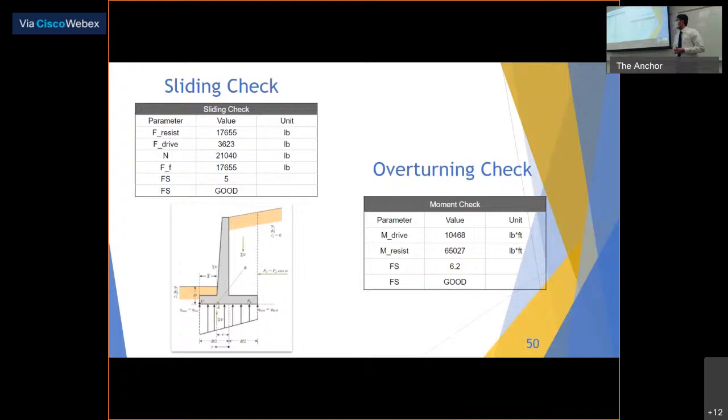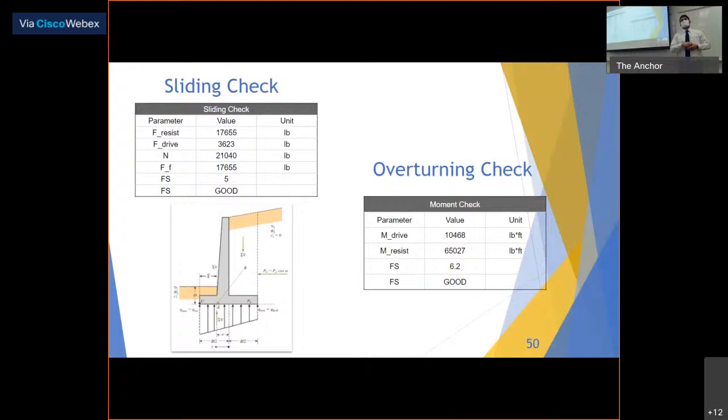Now, on the right-hand chart, we have our overturning check. Our overturning check was very similar in style to the sliding check. We wanted to make sure that our moments that were resisting overturning about the bottom point in this were going to be a lot higher than our moments that were driving the overturning. So for a factor of safety, we wanted to use a factor of safety of 1.5 again.